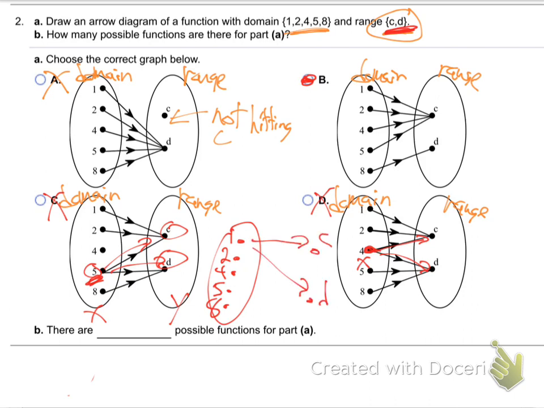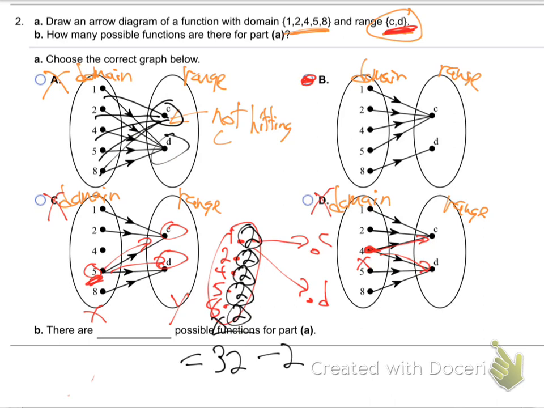or to D, right? So there's 2 options for this guy, 2 options for that guy. This guy can go to C or D, C or D. So if you multiply those together, you'll get 32. 2 times 2 times 2 times 2 times 2 is 32. But there's 2 things you can't do. You can't have everybody going to D like that, and you can't have everybody going to C either. So subtract those 2 possibilities, and you get 30 different ways you could have stuff on this side going to stuff on that side.